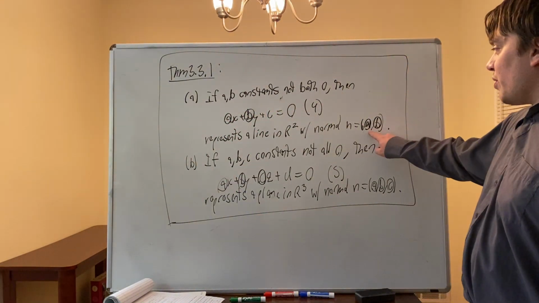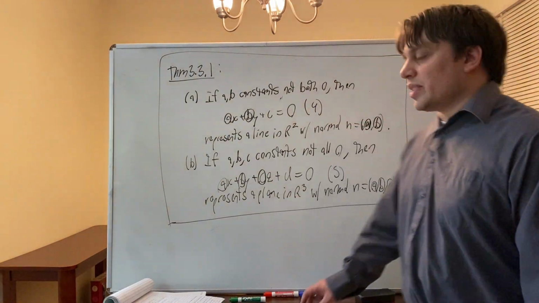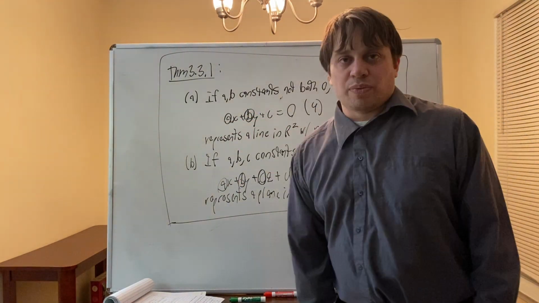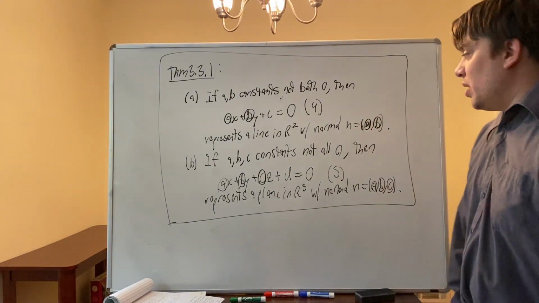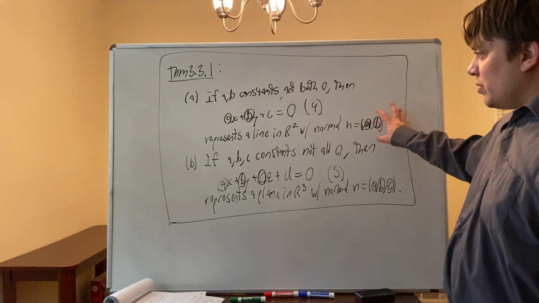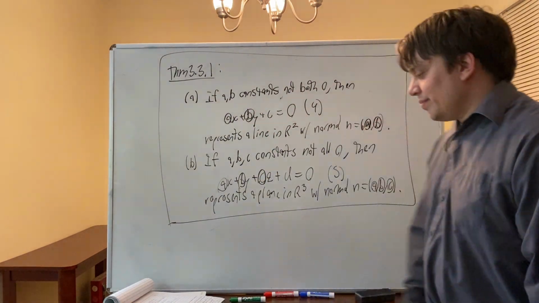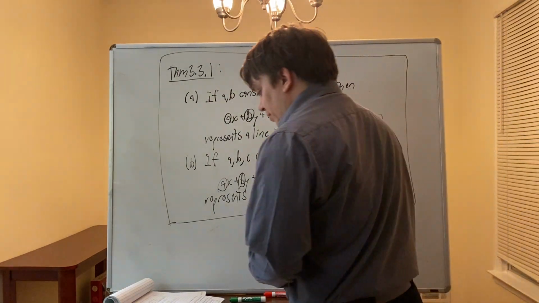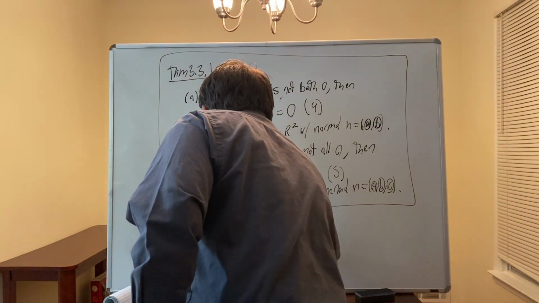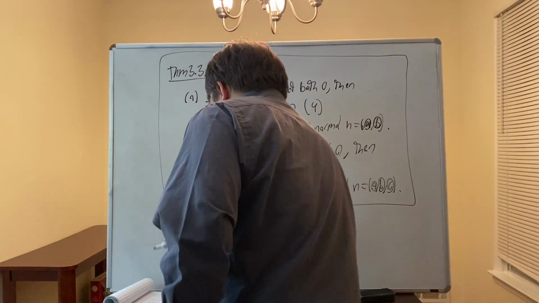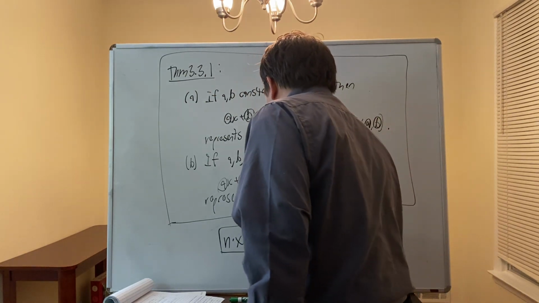It's the fact that this is the first component of n, that's the coefficient of x, and the second component of n is the coefficient of y. And similarly, okay? So it's not about the letters. It's about where you put them. Okay. So n dotted with x is equal to 0, and that's equation 6.